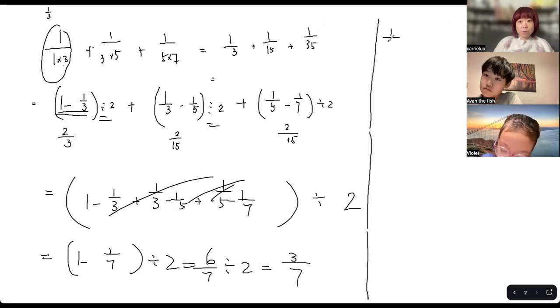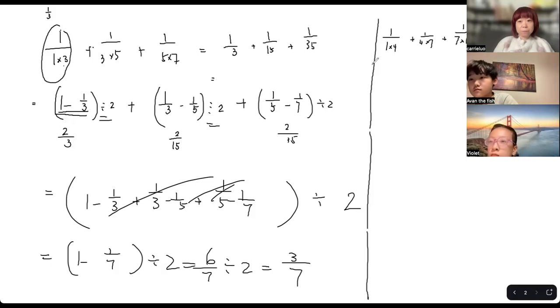So 1 over 1 times 1 over 4, plus 1 over 4 times 7, plus 1 over 7 times 10. Okay, you can see it's split: 1 minus 1 over 4. But 1 minus 1 over 4 equals 3 over 4. The original data is 1 over 4. So how are we going to do it? Divided by 3. Very good, Evan. I see you. So 1 over 4 minus 1 over 7 equals 3 over 28.